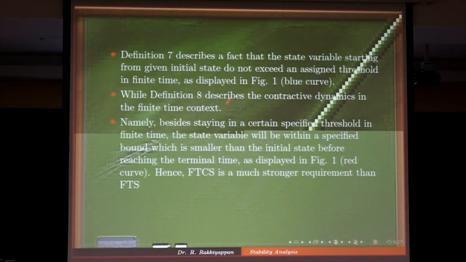Definition 7 describes the fact that the state variable starting from the given initial state does not exceed an assigned threshold in finite time, which is displayed in the blue curve. Definition 8 describes the contractive dynamics in the finite time context. Namely, besides staying within a specified threshold in finite time, the state variable will be within a specified bound smaller than the initial state before reaching the terminal time, represented in the red curve. Hence, finite time contractive stability is a much stronger requirement than finite time stability.